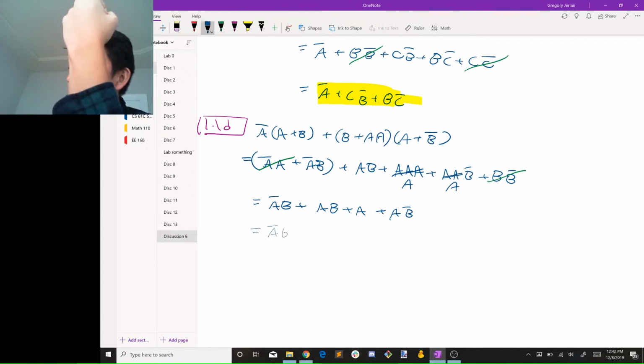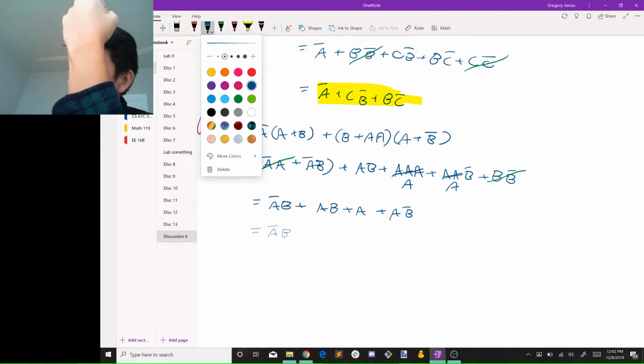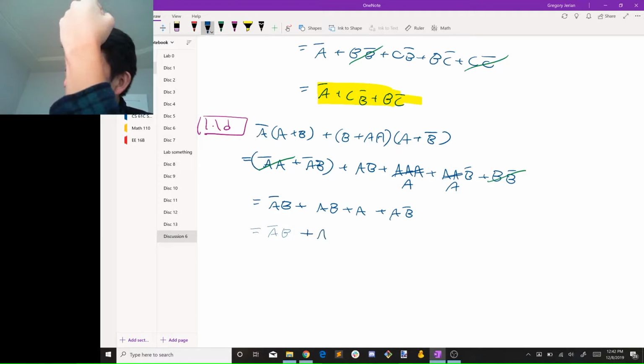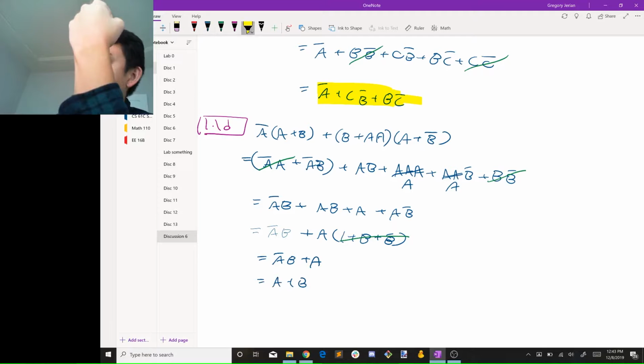So we have not A and B, or A and 1 or B or not B, right? And we know this whole thing in here goes to 1, right? Because it's all ors. So this all goes away, and what we're left with is not A and B or A. And once again, our friend the uniting theorem comes in, and we get A or B as our final answer. Okay.